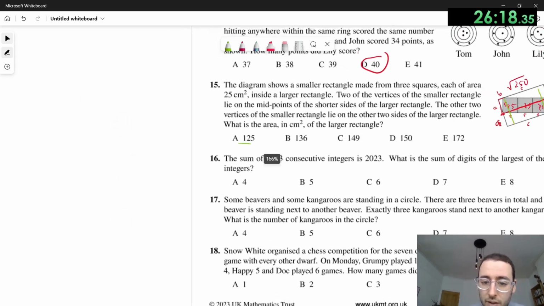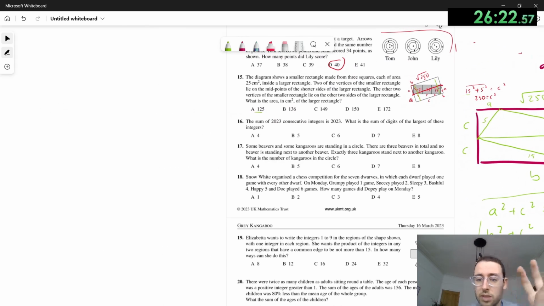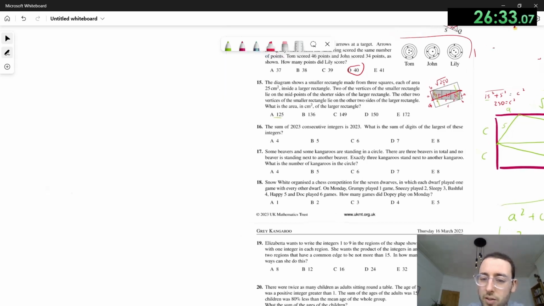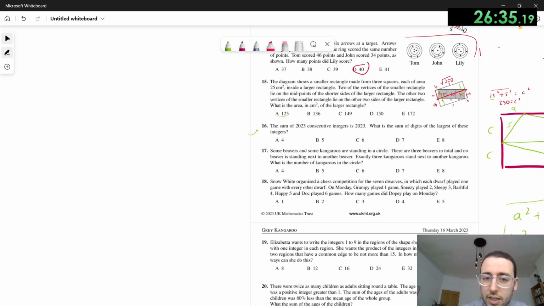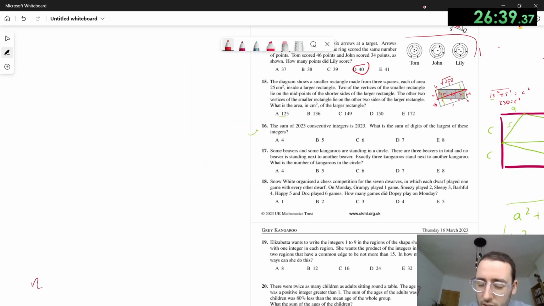Okay, the sum of 2023 consecutive integers is 2023. What's the sum of the digits of the largest of these integers? So if we're to get to that, that means half of them need to be negative. Loads need to be negative. If I add up loads of digits and I want to get to 2023.